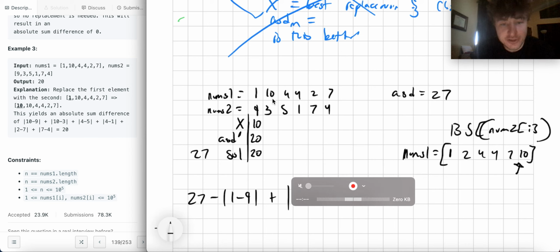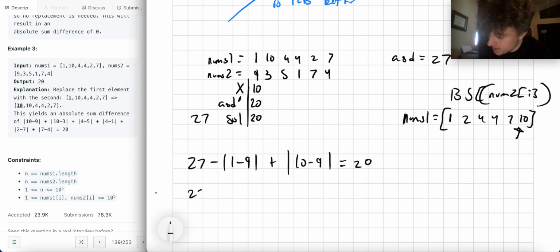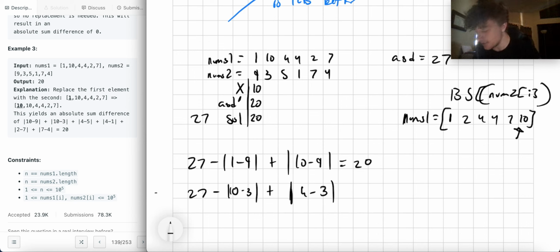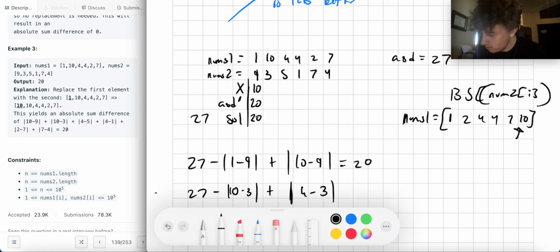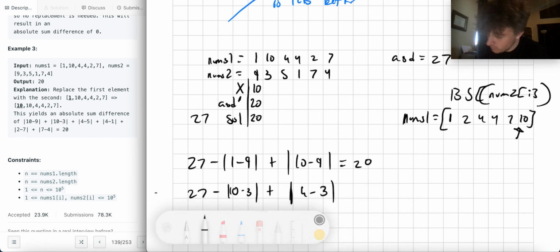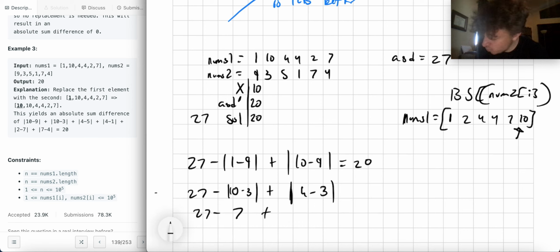Now I do 10 minus 3, so 10, what's better for 3? Well, then I do a binary search on 3, which would end up between 2 and 4, right? So I could do 2 or 4, would be the same here. So now it's 27 minus 10 minus 3, because I'm subtracting out what it was initially, that first thing we thought about. And I'm adding in, instead of 10 minus 3, now it's going to be 4 minus 3. So that's 27 minus 7 plus 1, which gives you 21. So I was right before, it's 21.